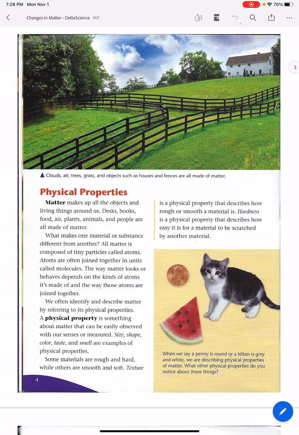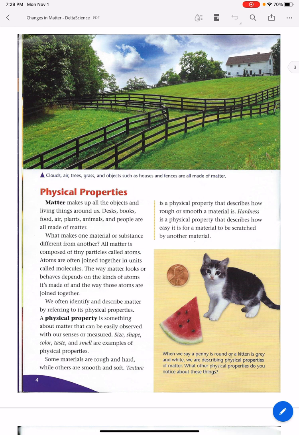The way matter looks or behaves depends on the kinds of atoms it's made of and the way those atoms are joined together. We often identify and describe matter by referring to its physical properties. A physical property is something about matter that can be easily observed with our senses or measured. Size, shape, color, taste, and smell are examples of physical properties.